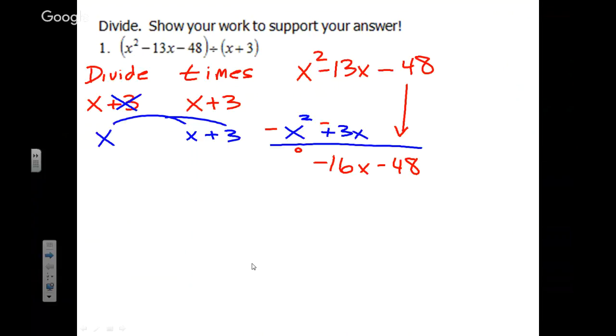Divide by x again. Someone tell me what to write down. Yes, so now it's always about the first thing. Negative 16x divided by x is negative 16. So we write down here, negative 16. And then as soon as we figure out what we're dividing by, we do what?